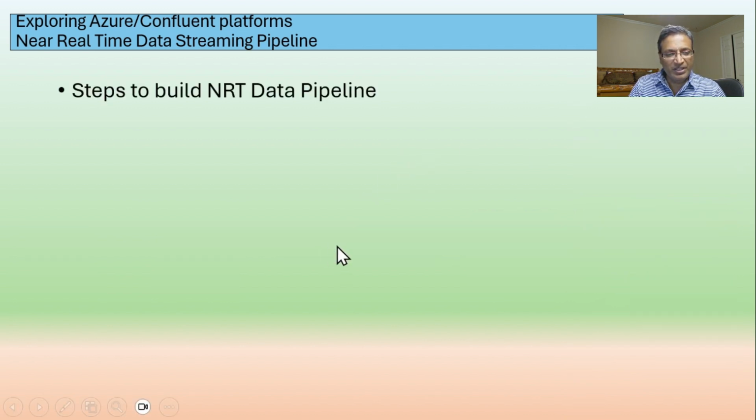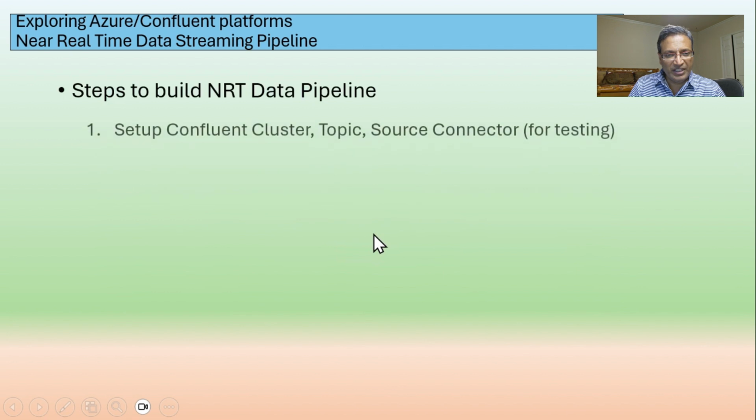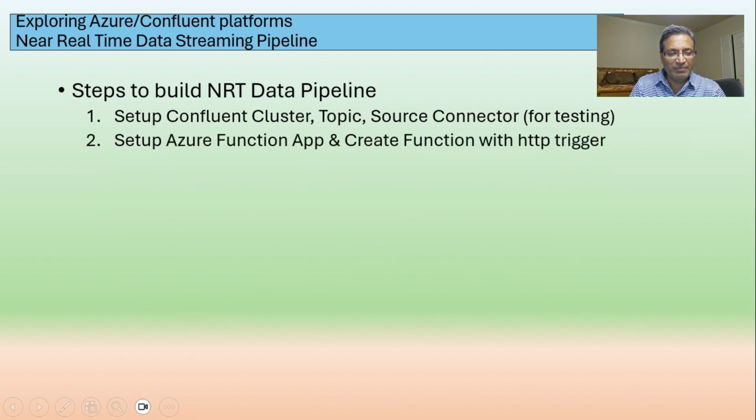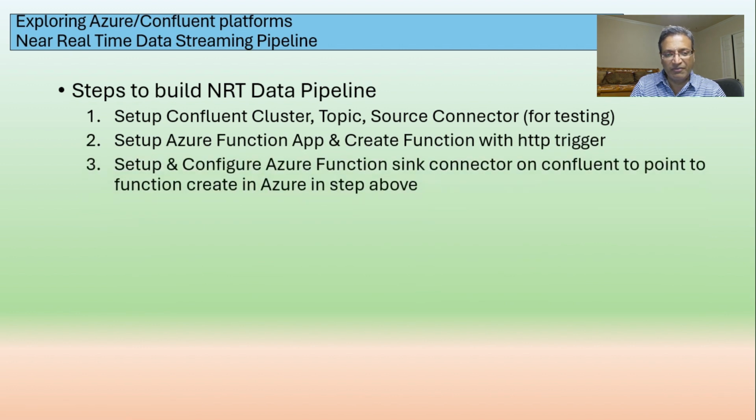There are a few steps to building this. The first step is to build a Confluent cluster, topic, and source connector. This is, of course, for testing or proof of concept. The next step is that we'll set up the Azure Function app and create a function within it with an HTTP trigger. The third step is to set up and configure the Azure Function Sink Connector on Confluent, and we need to point that to the function app and then the function that we created in the step above.